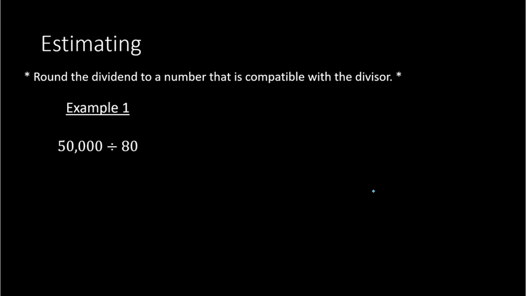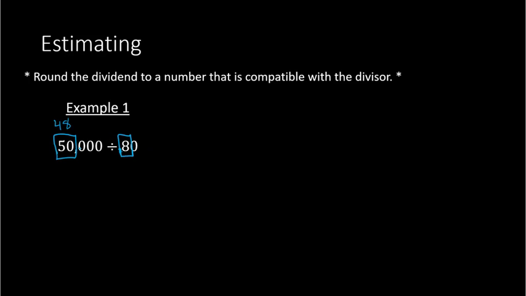So what that would look like, here with example 1, we have 50,000 divided by 80. All right, so what you want to do is you want to figure out what can divide with 80. All right, so 50,000 and 80 are not compatible, right? You cannot do 50 divided by 8. So the question is, what can we divide by the 8 here that would work? What number is close to 50 that is compatible with 8? Well, the closest number would be 48, because we can do 48 divided by 8.